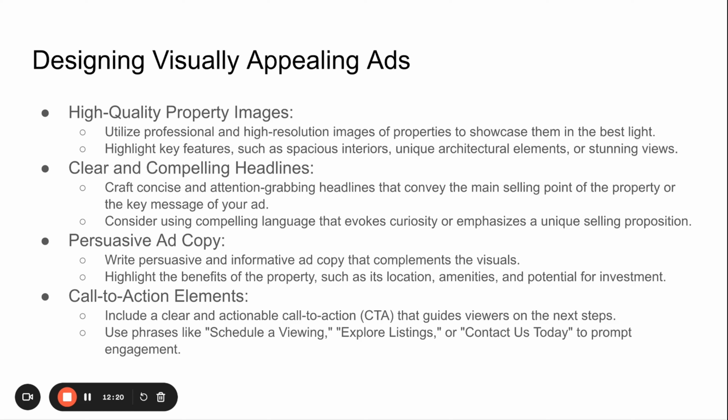And then lastly, call to actions. So like I said in the last presentation, you want to have a clear and actionable call to action. Don't just have your contact information or just the calendar link. Tell the prospect exactly what you want them to do. So schedule a viewing, contact you, book an appointment, things like that. You want to be really, really clear and have some spacing between the call to action and the rest of the ad copy so that it's easy to see.